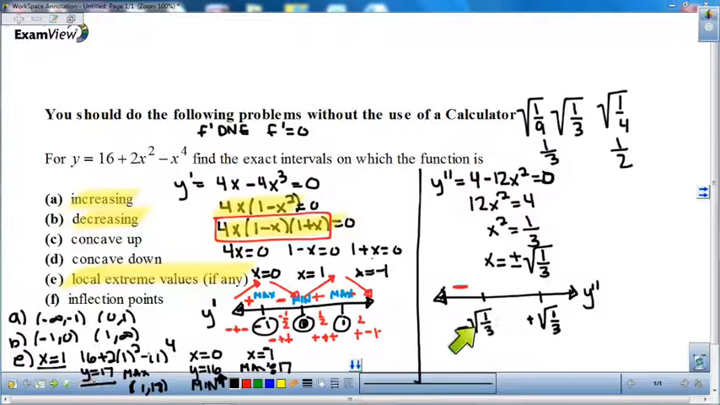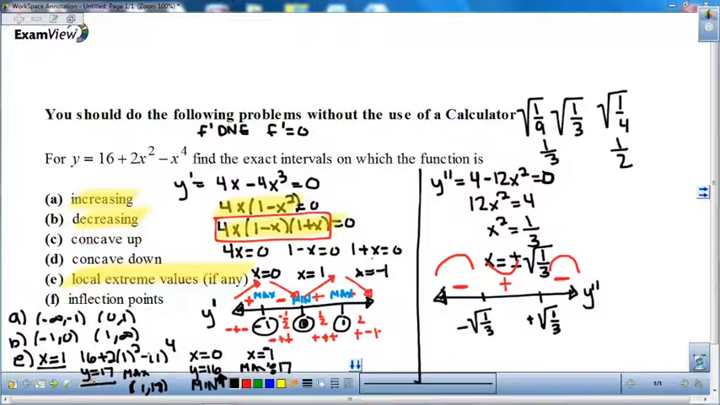For a number between negative square root of 1/3 and positive square root of 1/3, I'm going to check 0. 4 minus 0 is positive. And I'm going to check 1. 4 minus 12 is negative. So what that tells me is that my graph is concave down, concave up, concave down.